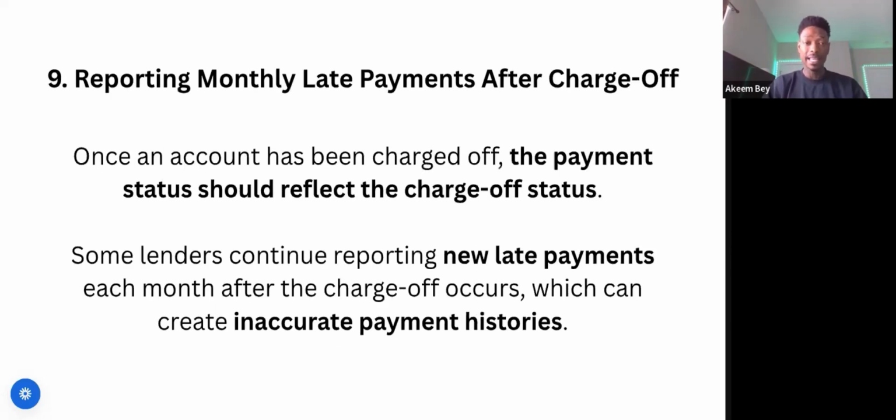The ninth thing is reporting monthly late payments after a charge off, right? Now, this doesn't necessarily have to do with collections, but in a way it does, right? Because after an account is charged off, it's sent to collections, and you want to make sure that the charge off dates and the dates reported with the collection account are congruent. And if not, this gives you reason to remove one or the other, right? So once an account has been charged off, the payment status should reflect the charge off status, right? And some lenders will continue reporting new late payments each month after the charge off happened, which can create inaccurate payment histories.